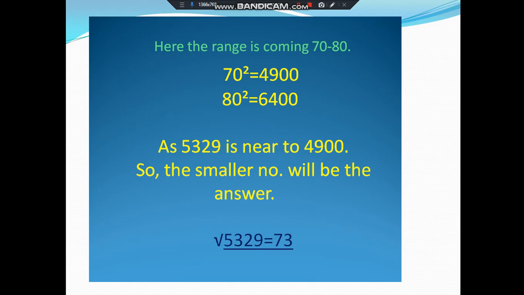Here, the range in which the number is coming is 70 to 80. We all know that 70 square is 4900 and 80 square is 6400. As 5329 is near to 4900, it means the smaller number will be the answer. So the root of 5329 would be equal to 73.